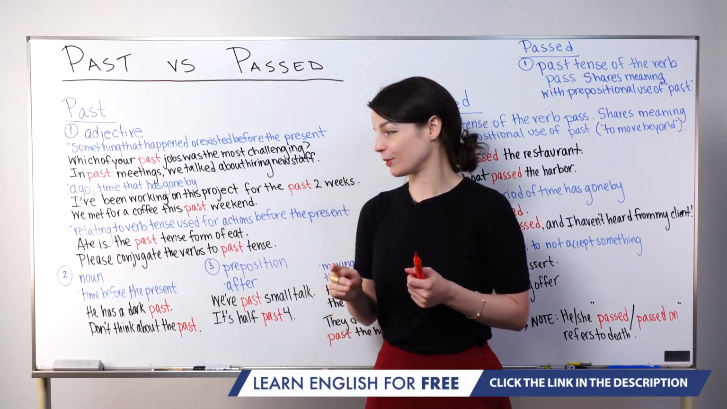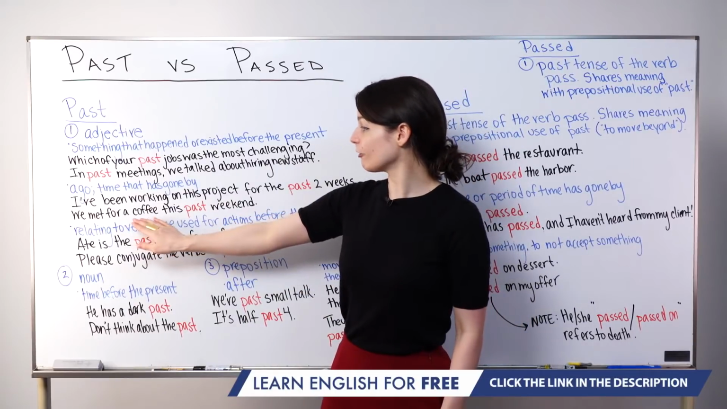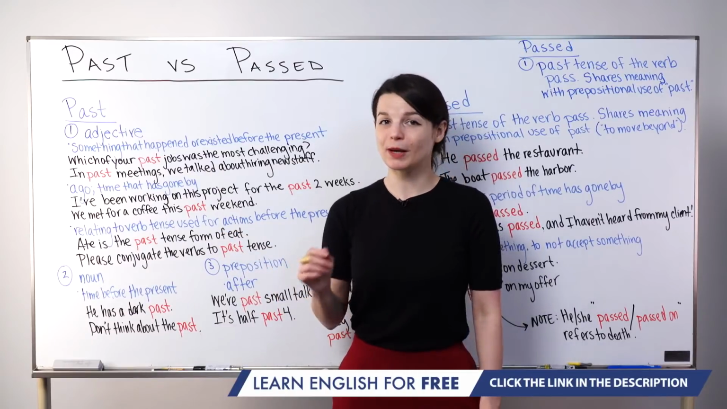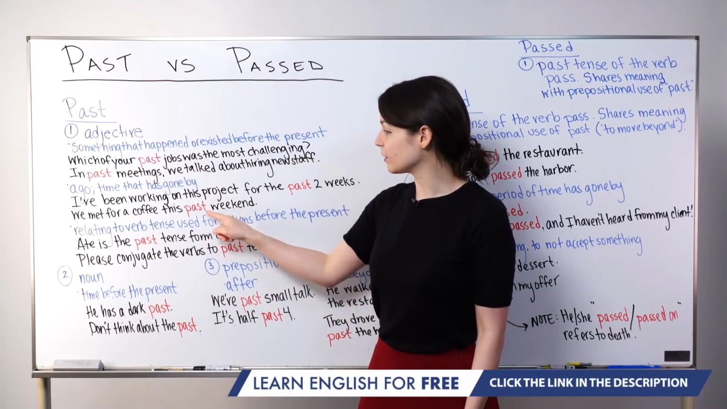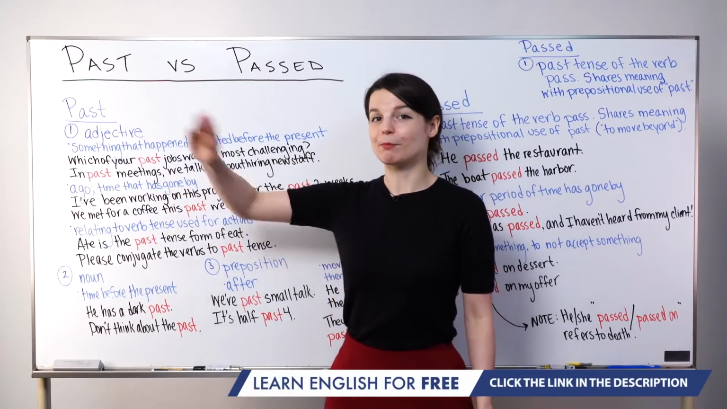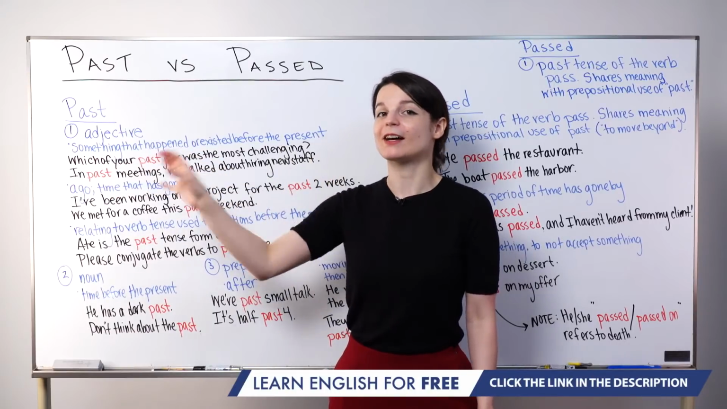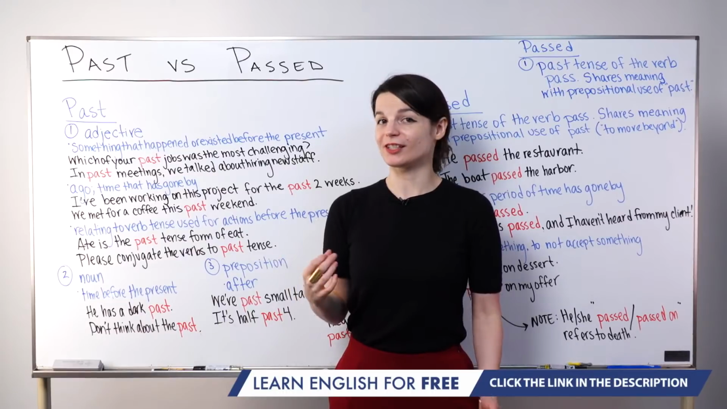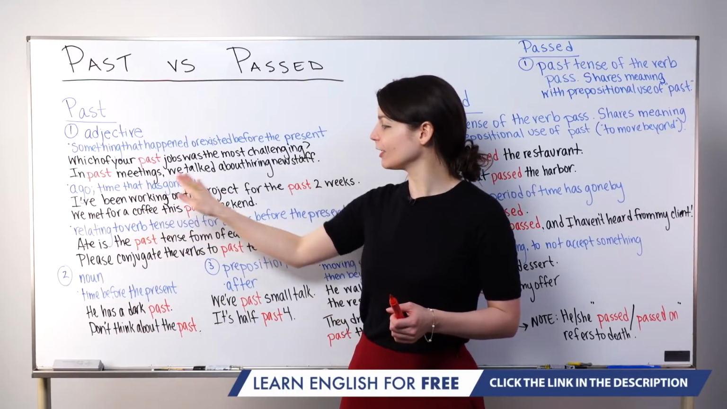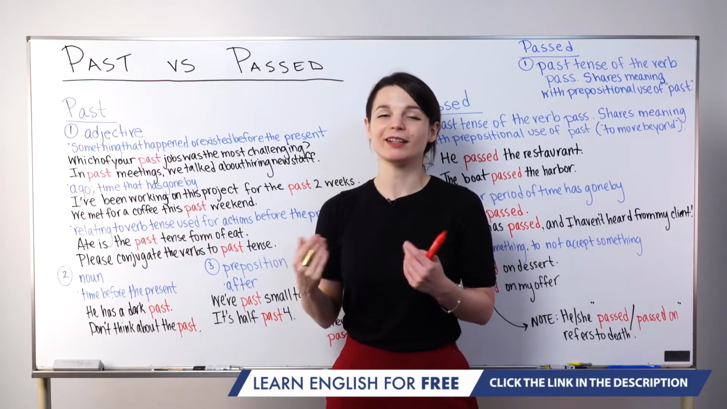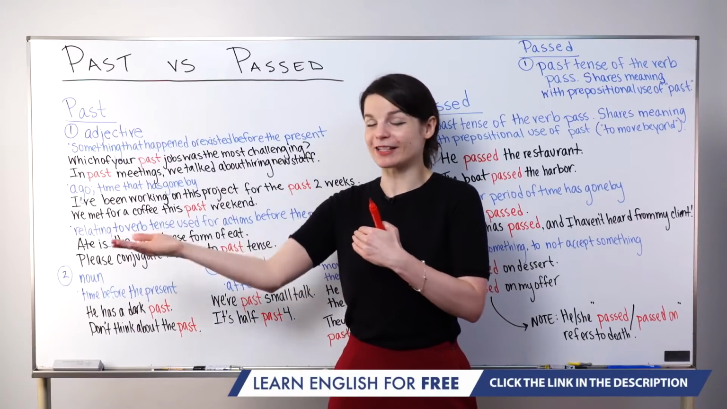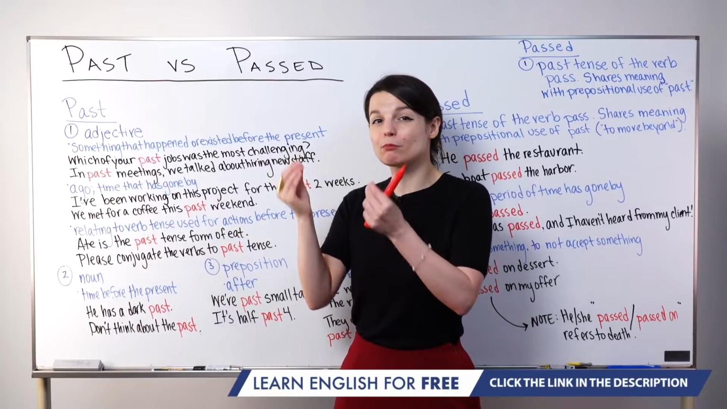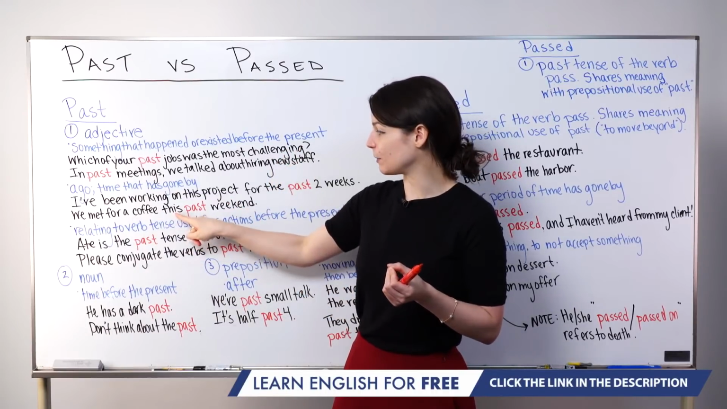One more example of this. We met for a coffee this past weekend. This past weekend. So again, this weekend that went by, meaning last weekend in this case. I could change this to say, we met for a coffee last weekend. But you might hear someone say, this past weekend. We know it means the most recent weekend because it means this.